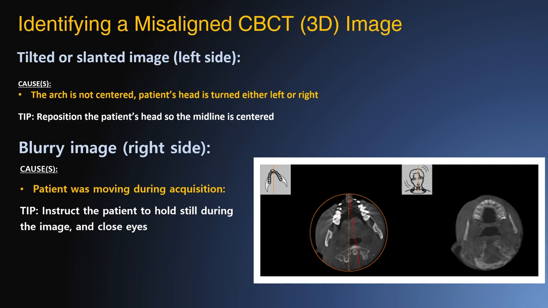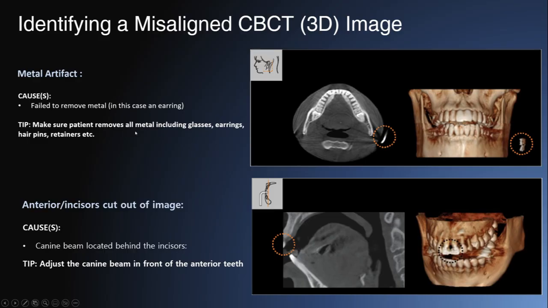Blurry image on the right side. This is caused when the patient was moving during the acquisition. To fix this issue, instruct the patient to hold still during the image and close their eyes. Metal artifact: failure to remove any metal will result in an object being shown on your CT image. Please ensure that your patient removes all metal, including glasses, earrings, hairpins, retainers, and also dentures.